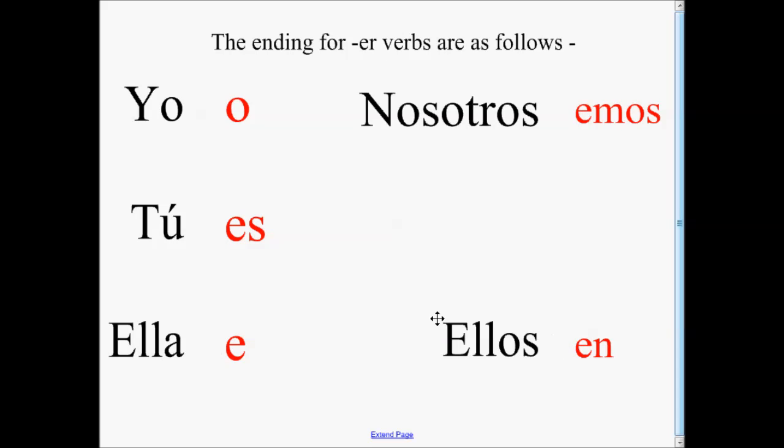Now let's look at the endings for ER verbs. You'll notice that they are very similar to the endings that go with the AR verbs, with the exception that instead of an A, you see an E. So in the tú form, normally you would have an AS. With ER verbs, it's ES. So for yo, O, tú, es, ella, e, nosotros, emos, and ellos, ellas, ustedes, en.